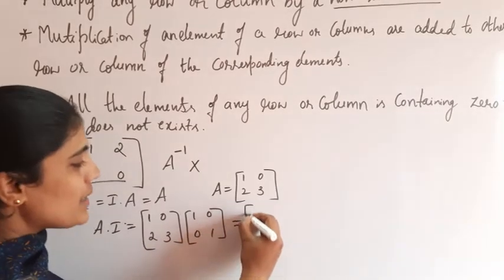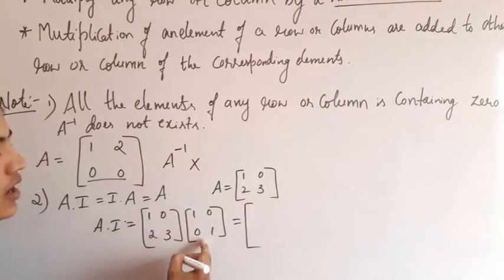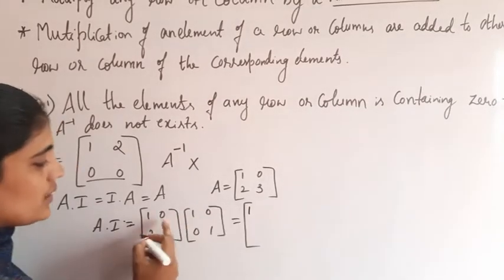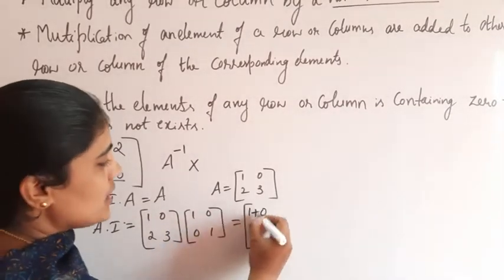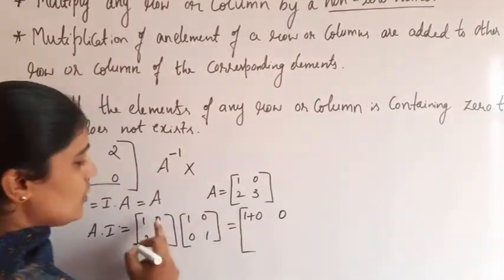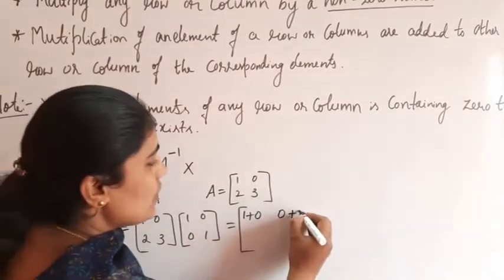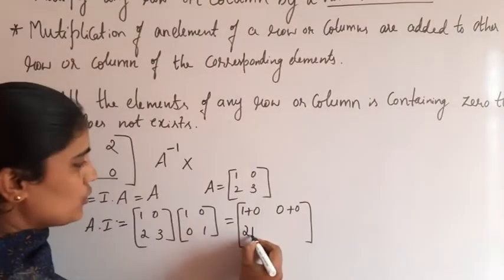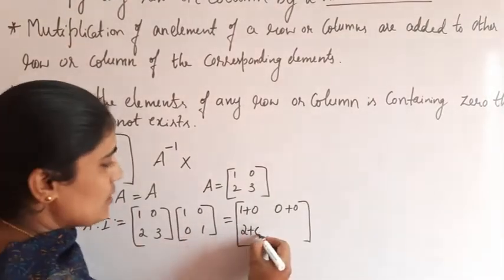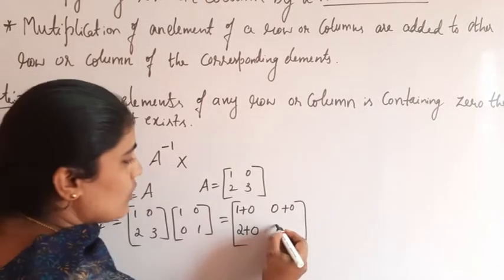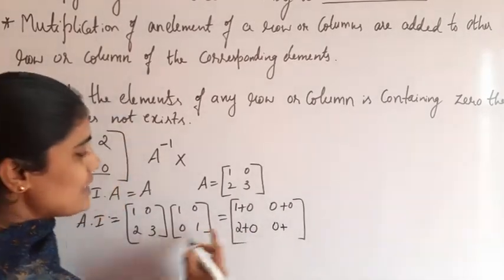So if we multiply these two matrices row by column, see here, first row, first column: 1 into 1 is 1, 0 into 0 is 0. Same row, second column: 1 into 0 is 0, 0 into 1 is 0. Now move on to the second row. Second row, first column: 2 into 1 is 2, plus 3 into 0 is 0. Second row, second column: 2 into 0 is 0, plus 3 into 1 is 3.